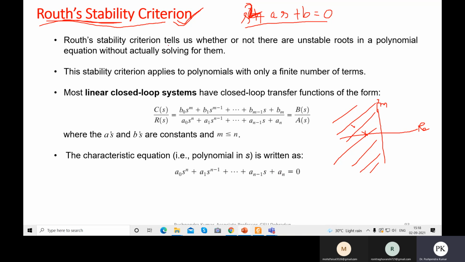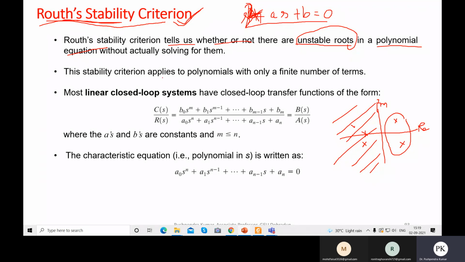So Routh stability criteria tells us whether or not there are unstable roots in a polynomial equation. What do you mean by unstable roots? The roots which are on the right side of the imaginary axis. If there are four roots of the equation, say it is a fourth order equation, maybe two roots are on the left side, but another two roots may be on the right side, so the system will be unstable. So from Routh's criteria you can calculate how many roots are on the right side of the imaginary axis.